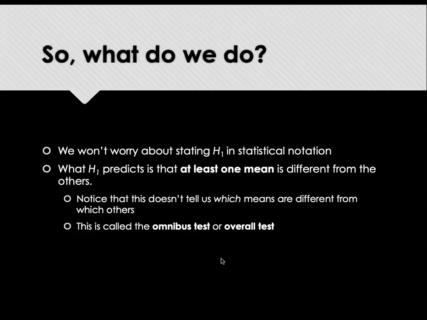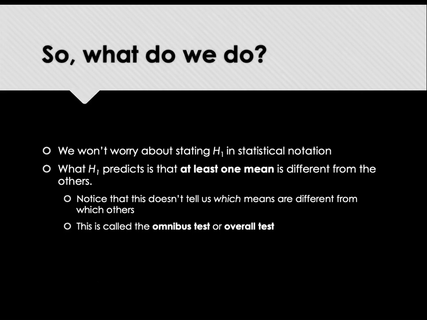Okay, so what do we do with that? How do we notate that statistically? We don't. There's no easy, clear statistical notation for the alternate hypothesis in an ANOVA. Again, what the alternate hypothesis predicts is at least one mean is different from the others. And notice, again, this doesn't tell us which mean is different from the others.